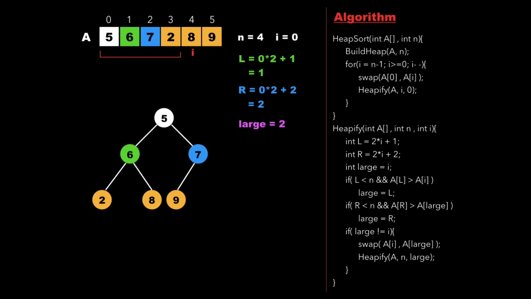And finally, we compare the value of large and I. Since both these values are different, we swap A of I with A of large, that is, we swap 5 with 7. And after swapping, again we call the heapify function with the value of large as 2. The value of large is 2, that is we call the heapify function for the node 5, and since we are restricting ourselves to the first 4 elements, 5 does not have any children here, so we need not call the heapify function and just return from this function.